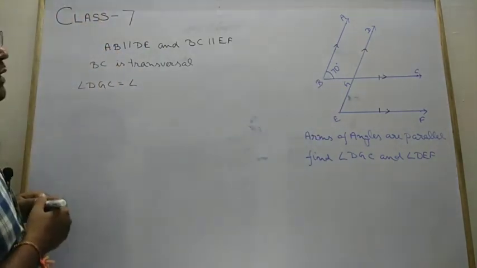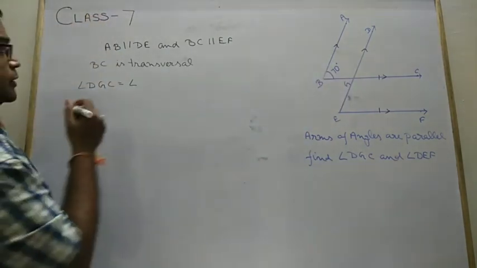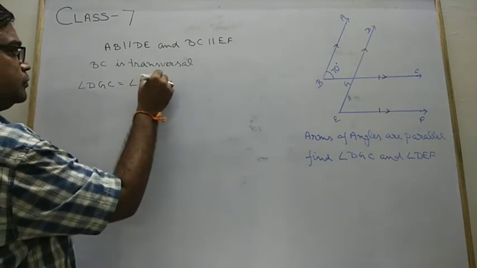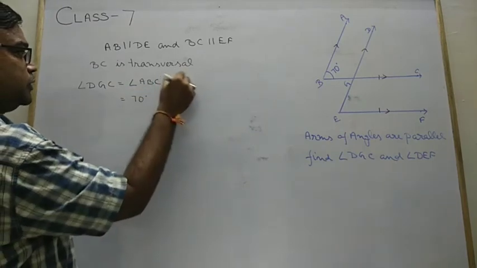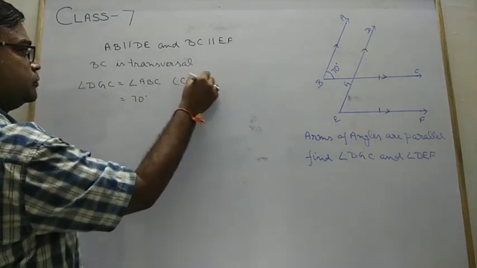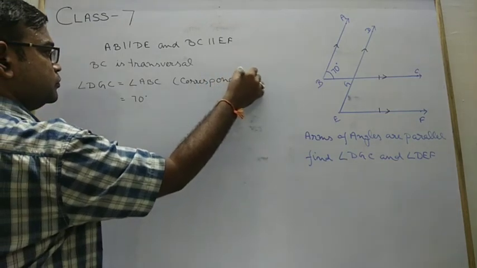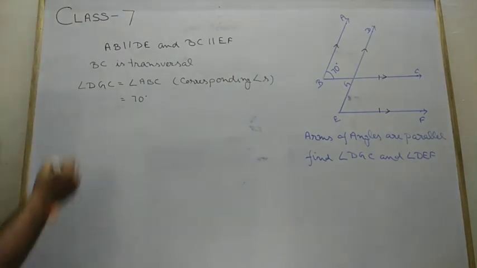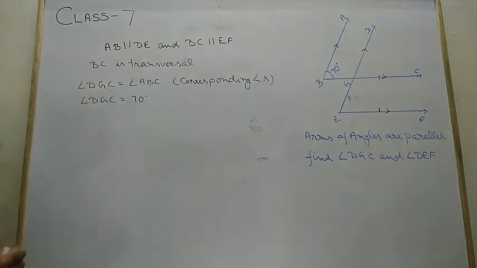So therefore angle DGC, this one and this one, are corresponding angles; angle ABC and DGC are corresponding to each other. So we can write down 70 degrees, you must give the reason. Corresponding angles. So angle DGC equals 70 degrees. Now the question asked you about DEF.